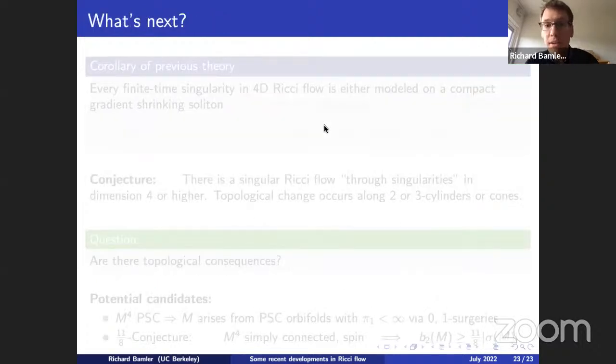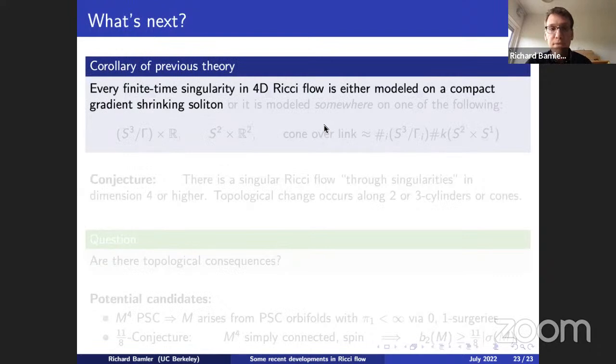All right, let me quickly give you a brief outlook of what I expect we can do next. To motivate this, here is one quick application of the theory from the previous slides in dimension 4. It shows that every finite time singularity of 4-dimensional Ricci flow is either modeled on a compact gradient shrinking soliton, in which case we can say something about the topology of the underlying manifold, or it is at least somewhere modeled on one of the following three singularity models.